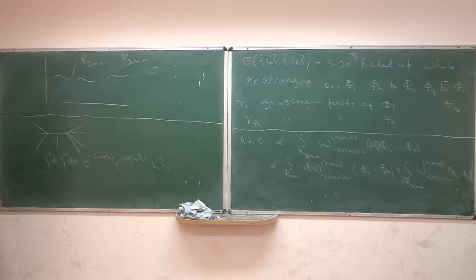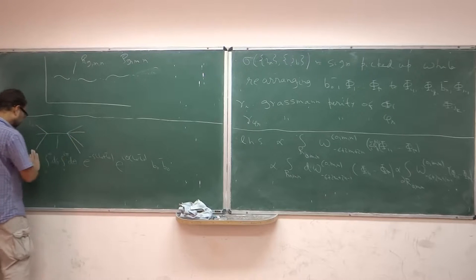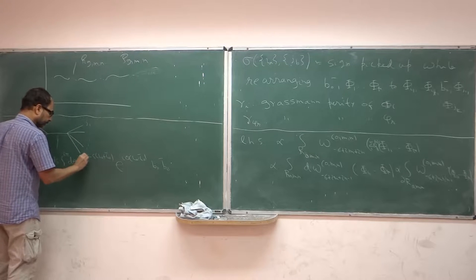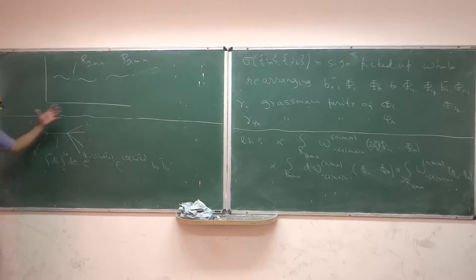And there are many such regions like this, because if you call them I1 to IK, IN, J1 to JK, for each diagram of this kind there will be some boundary of RGM that we have included.